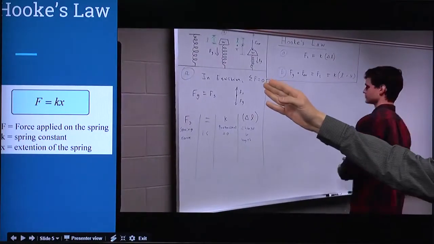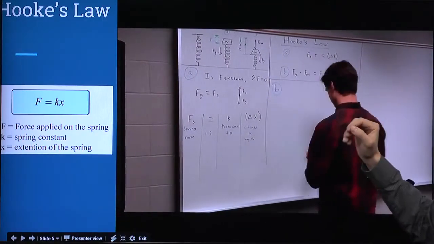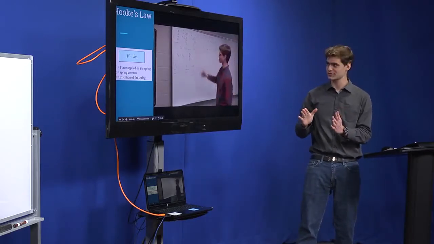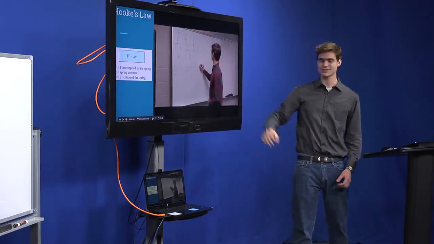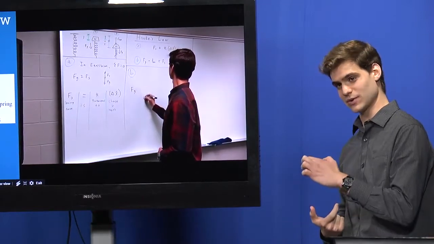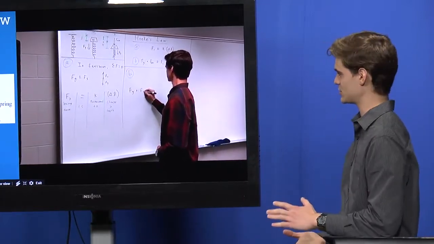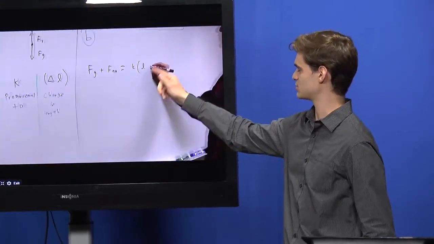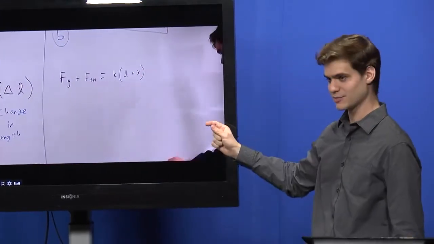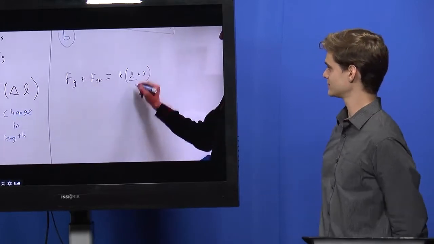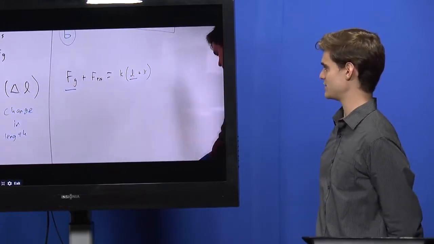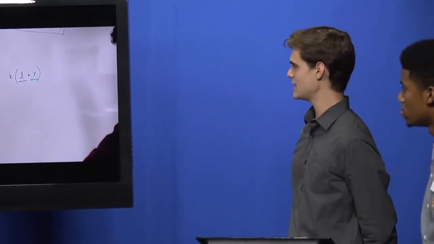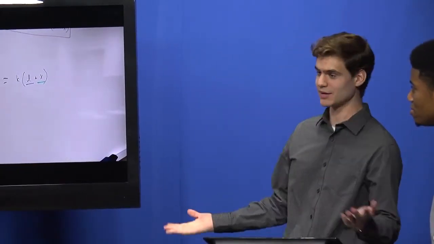In number B here, we have the force of gravity plus the external pushing force, which will extend it both distance L because of gravity and X because of this pushing force. So here we have gravity plus the external force is proportional to the length because of gravity and the length because of the external force. This external force might be a bump, it might be a hole, it might be someone hitting your car with a baseball bat. Who knows?